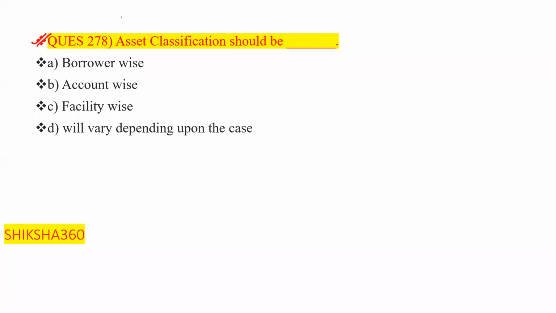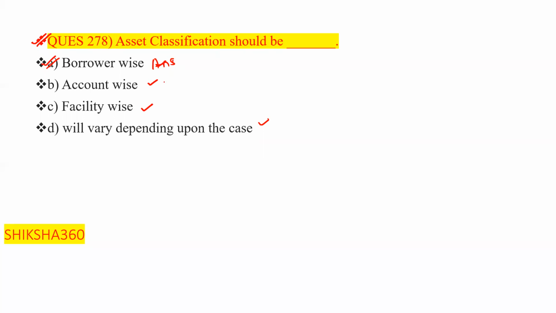Asset classification is very, very important. Asset classification basically should be done borrower wise, account wise, facility wise, or will vary depending upon the case. Asset classification should be done borrower wise, so this one is our answer, not account wise.